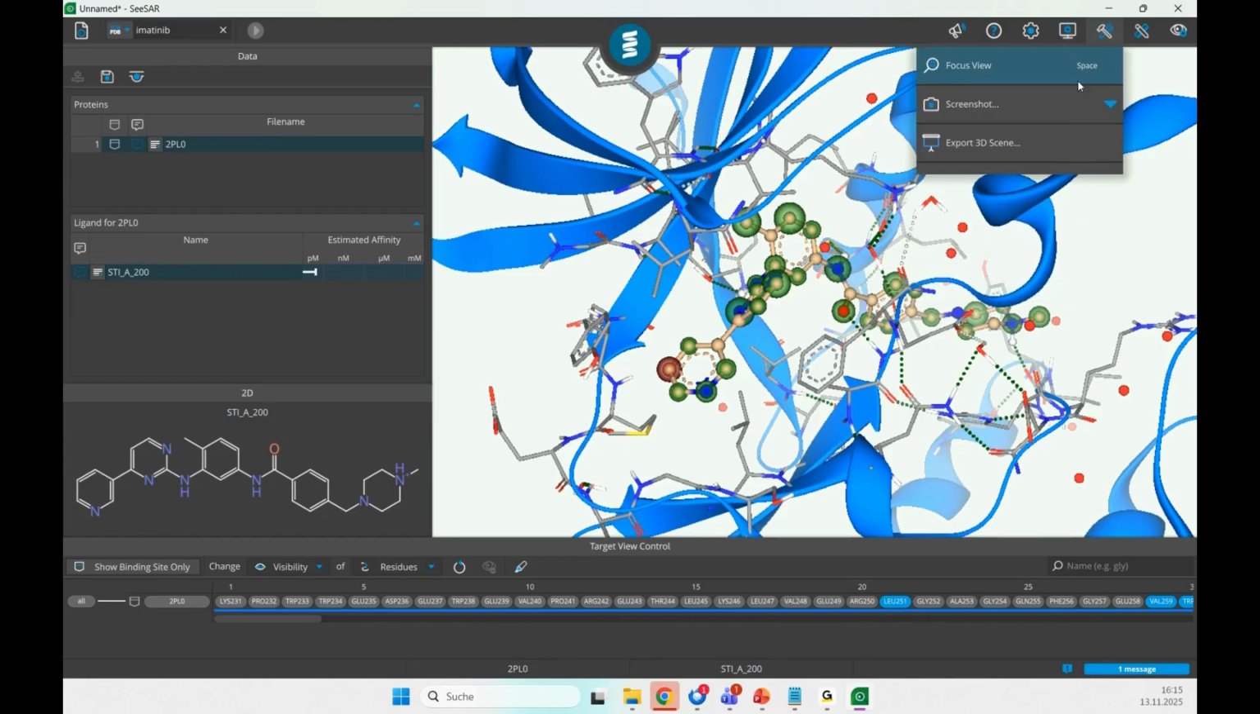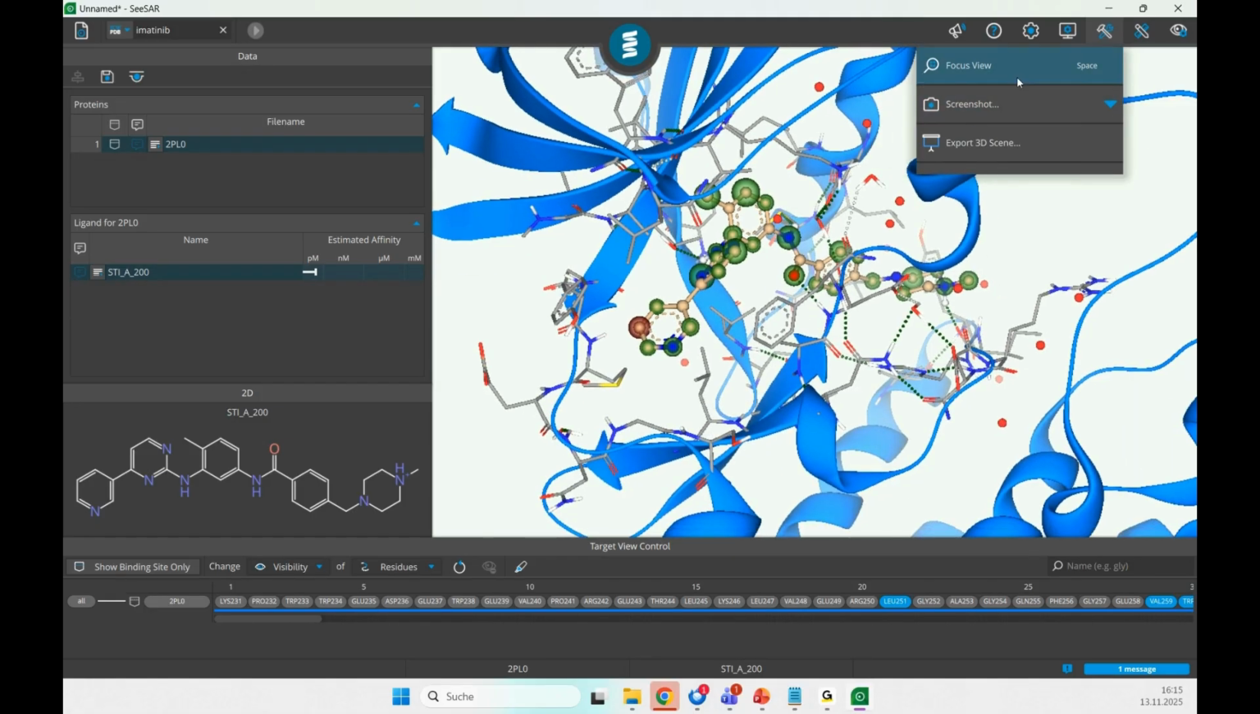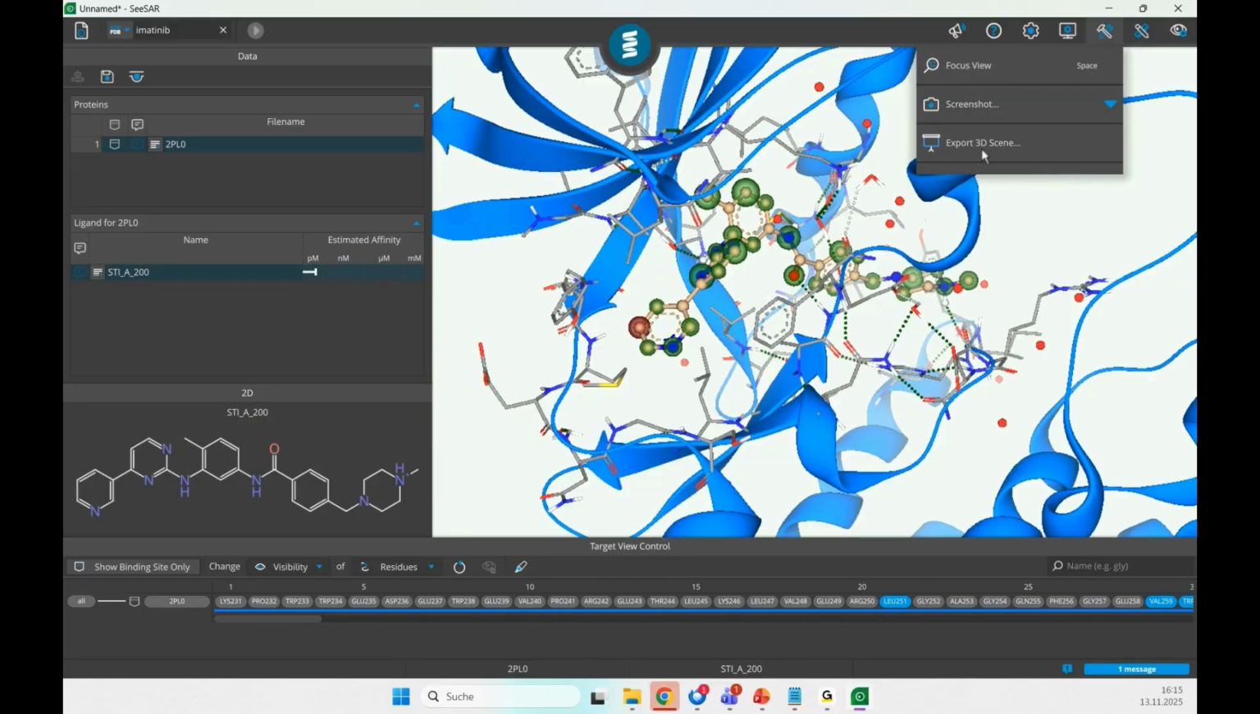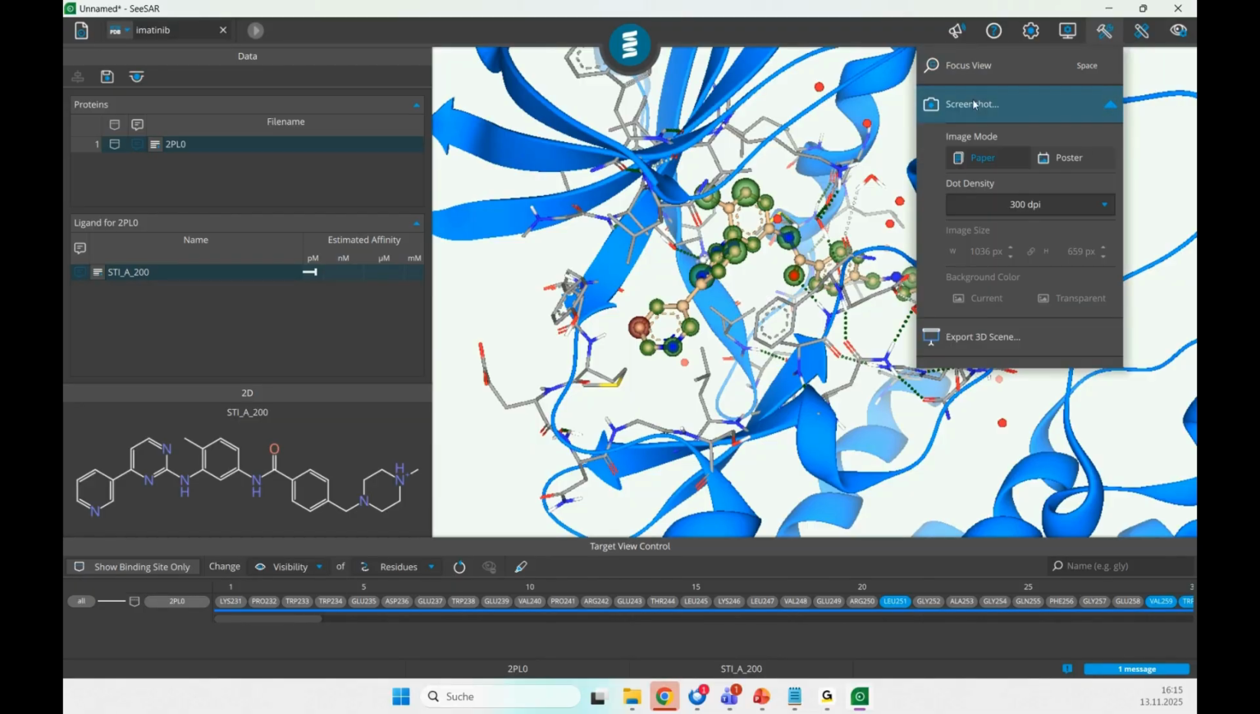As for the utilities, the focus view always centers your compound in the middle. You can take screenshots for publications. If you go to the poster, you can also adjust the DPI, so the pixel intensity. 300 is the default setting for publications. This is also what we have considered. Again, you can even select the background color to be transparent.